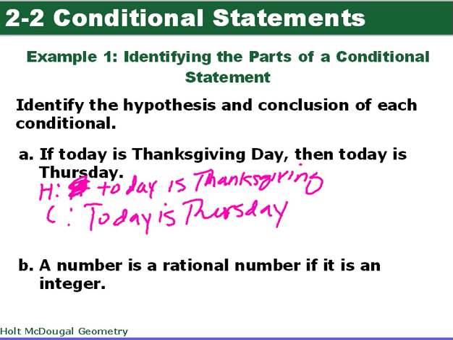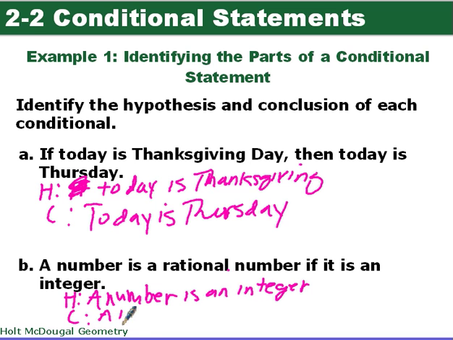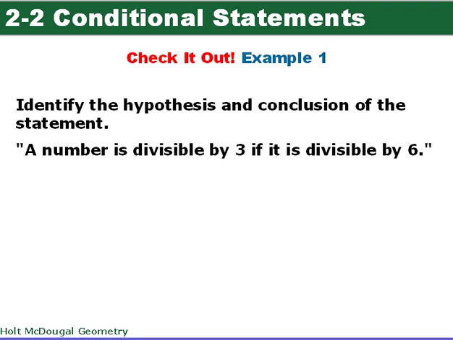All right, next example. A number is a rational number if it is an integer. Notice things are kind of not ordered right. So the hypothesis is: a number is an integer. Not 'if', but 'a number is an integer'. Make your hypothesis and conclusion so it makes sense. Don't say 'it is an integer' because we don't know what you're talking about. That means your conclusion is: a number is rational. And again, don't put if or then into your hypothesis or conclusion. Okay, excellent.